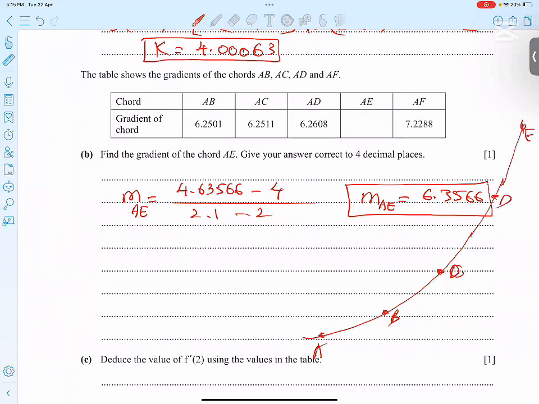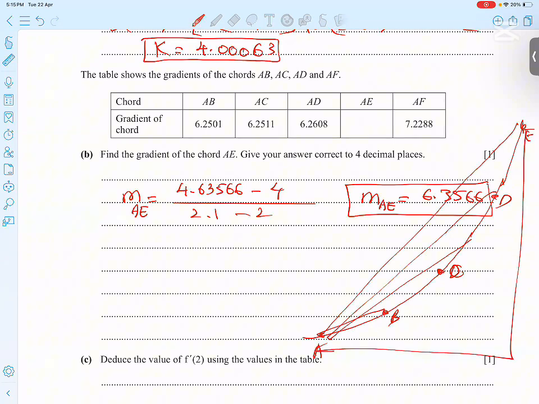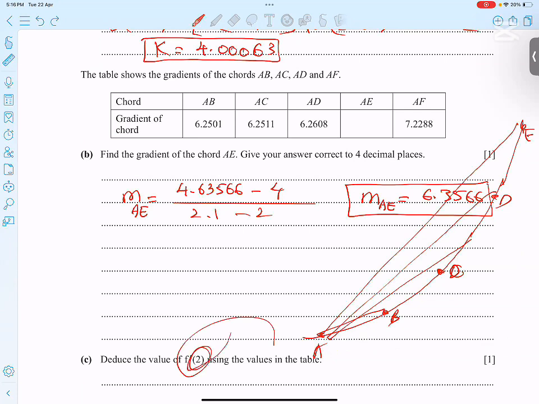So you tell me, this is AE, this is AD, this is AC, this is AB. Which point will give you the best gradient? Naturally, the point whose X difference is the least. This X difference is a big difference. Only this AB. So the AB gradient would be the closest gradient at A, because he is asking at 2.